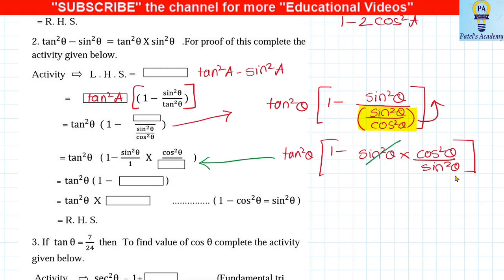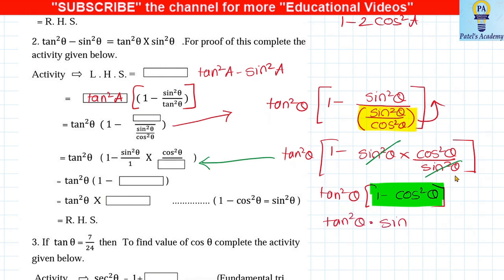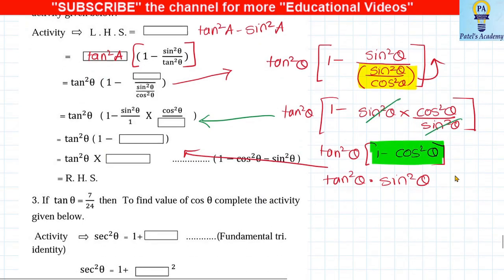What we see is sin square will cancel. What we get is tan square theta into bracket 1 minus cos square theta. Again by identity, 1 minus cos square theta is nothing but sin square theta. These two boxes are to be filled according to the steps I have done. Okay, let's see the third one.